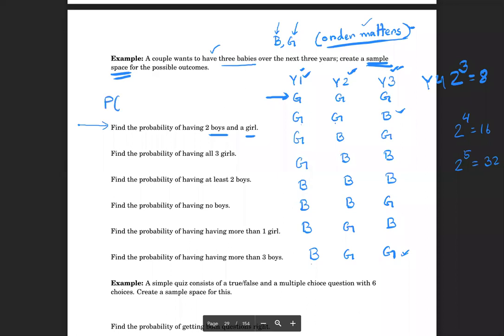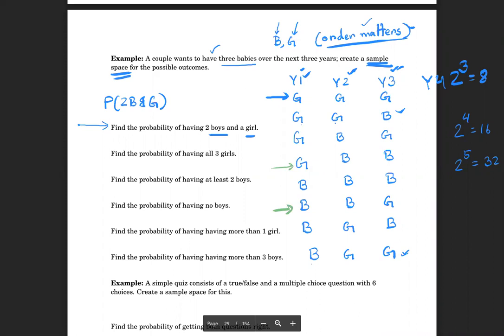Probability of 2 boys and a girl, or 1 girl. So now let's look at this and use a different color. 2 boys and a girl. Where do you see a 2 boy and a girl? Is there any other 2 boys and a girl? There is a 2 boy and a girl. Is there any other 2 boys and a girl?